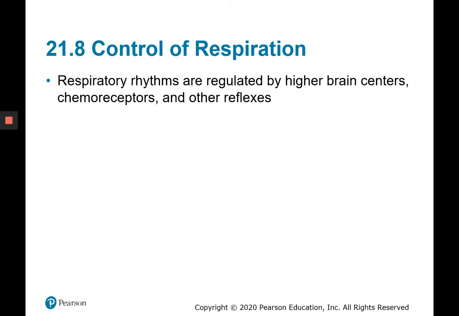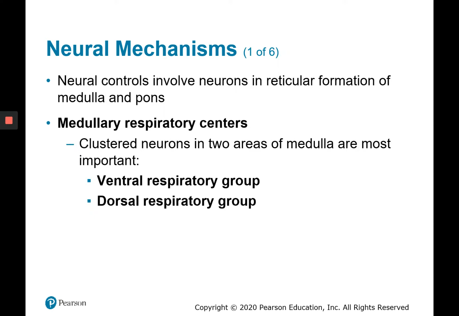Now we're going to talk about the control of respiration. Respiratory rhythms are regulated by higher brain centers, chemoreceptors, and other reflexes. We'll look first at the medullary respiratory centers located in the medulla oblongata. They include the ventral respiratory group and the dorsal respiratory group.